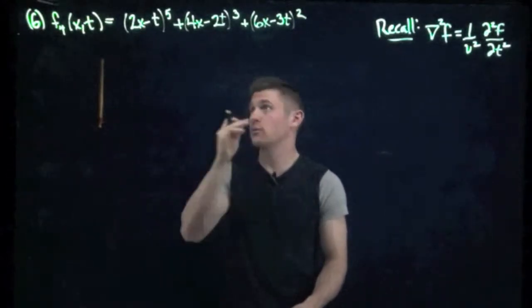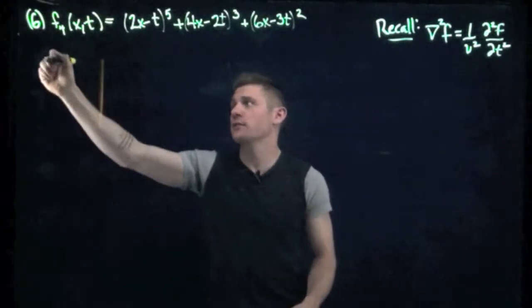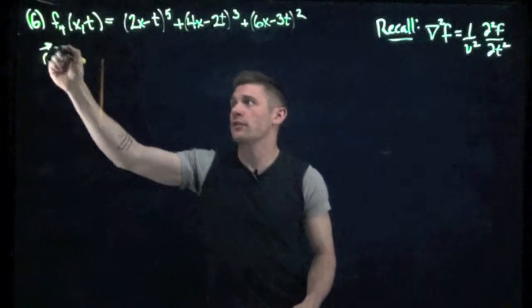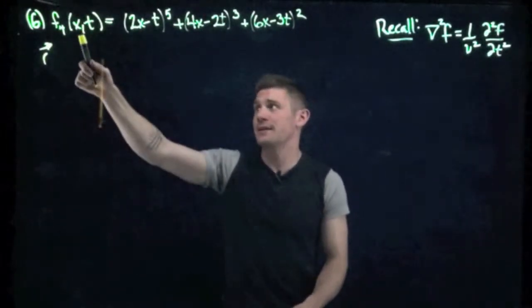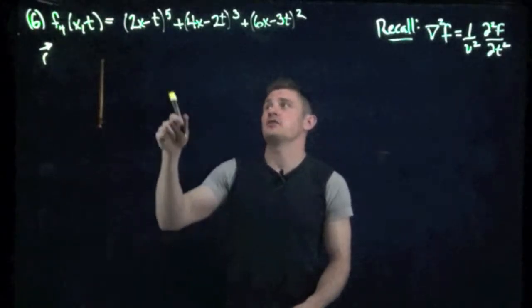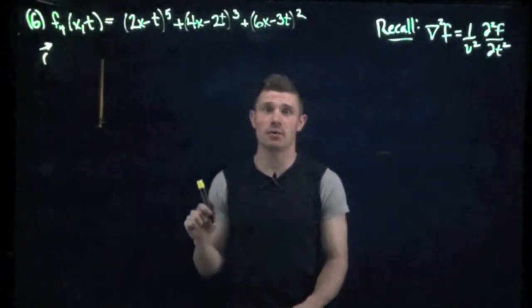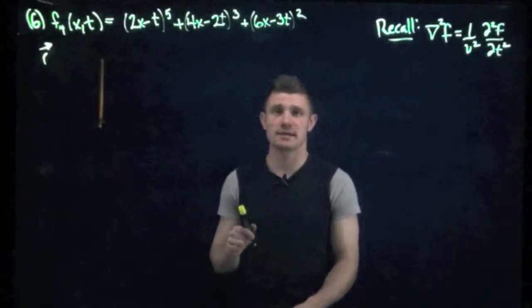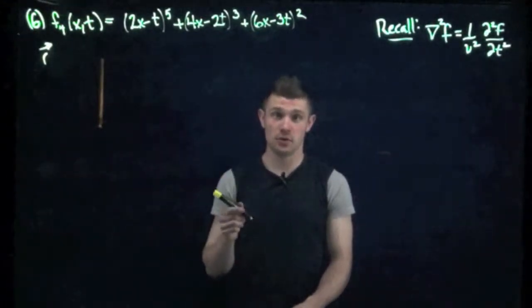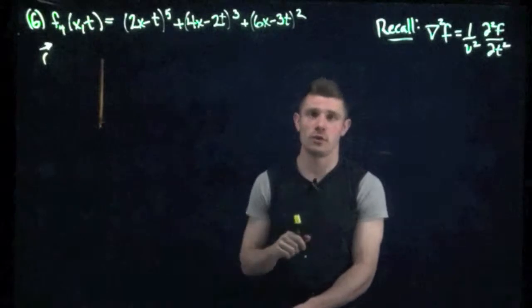So we're not working with the r vector from the other problems or the 3 spatial coordinates or cylindrical or anything like that. Here we only have x and t. And the function is given by (2x - t)^5 + (4x - 2t)^3 + (6x - 3t)^2. And we want to see if it satisfies the wave equation.